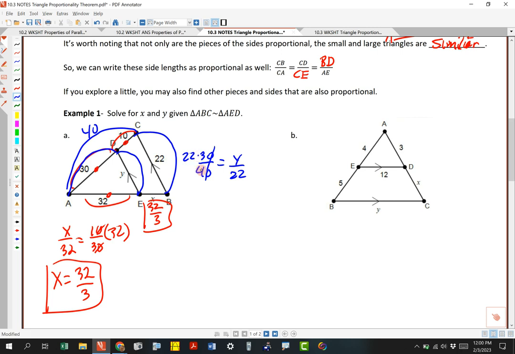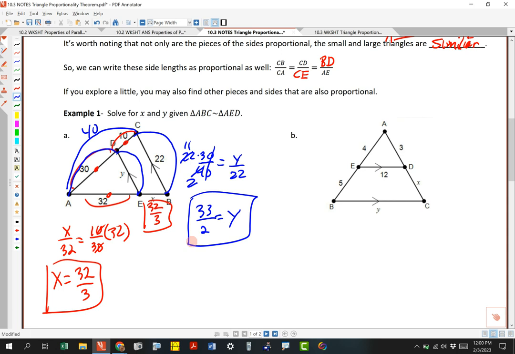Do a little bit of cross cancellation here. So this would go in twice. That would go in 11 times. So this is going to be 33 over 2 equals y. And there's my answer for y. Not the nicest numbers, but it works, doesn't it? Okay, any questions?